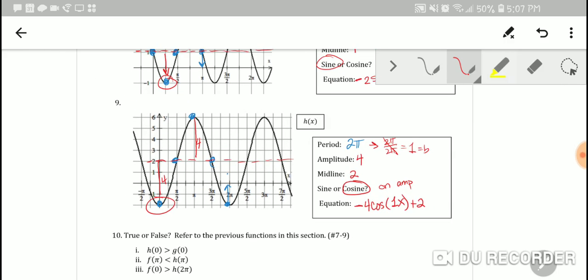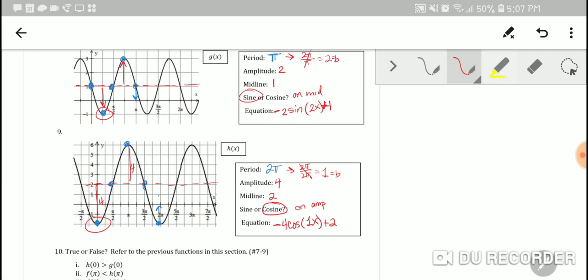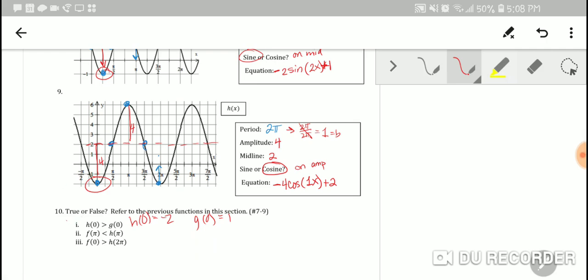Okay, so we need to compare h and g. So h of 0 is going to be -2. And g of, oops, let me fix my notation there. h of 0 is going to be -2. And g of 0 is going to be 1. So g of 0 is greater. That means this one's false.